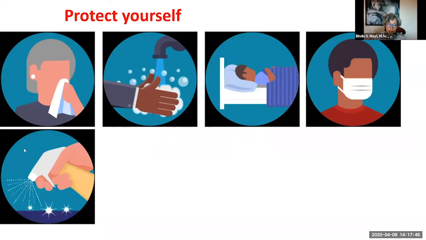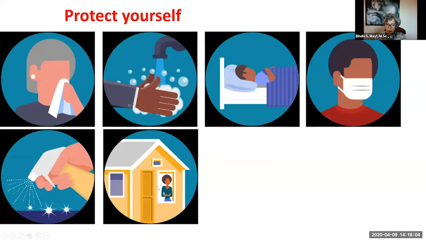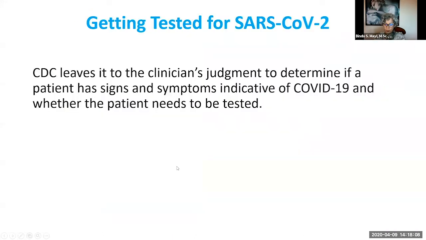Disinfect frequently touched surfaces. This is at home. If you have someone else at home who is sick and self-isolating, clean all the areas that come in contact with multiple people, including the person who is now sick. Use disinfectants. The CDC has a list of EPA-registered disinfectants that seem to be effective. And then, of course, engage in social isolation. All of these are recommendations from the CDC.